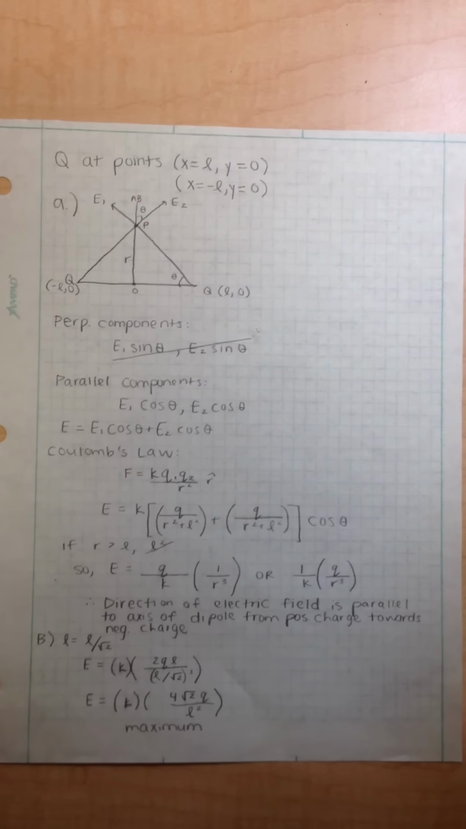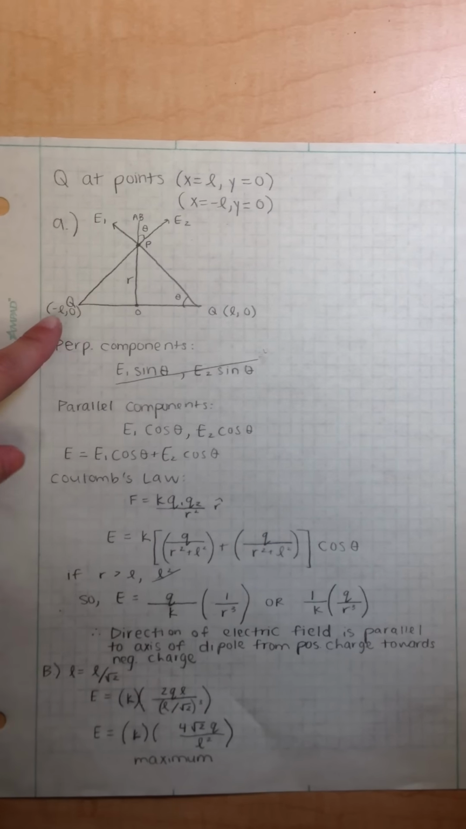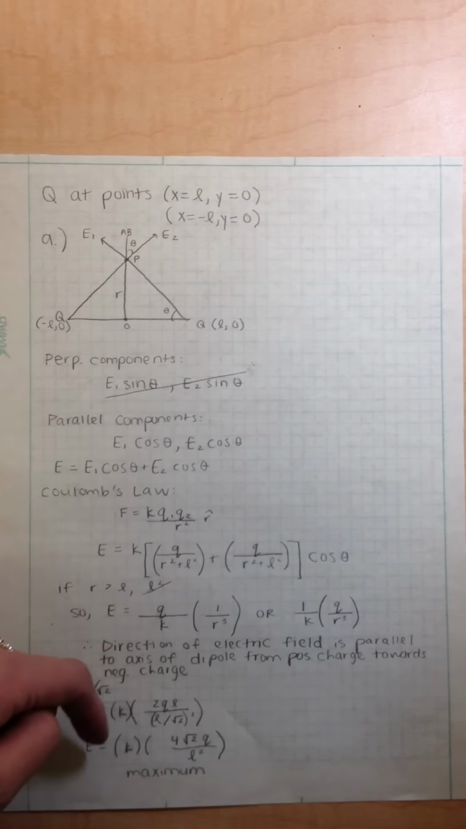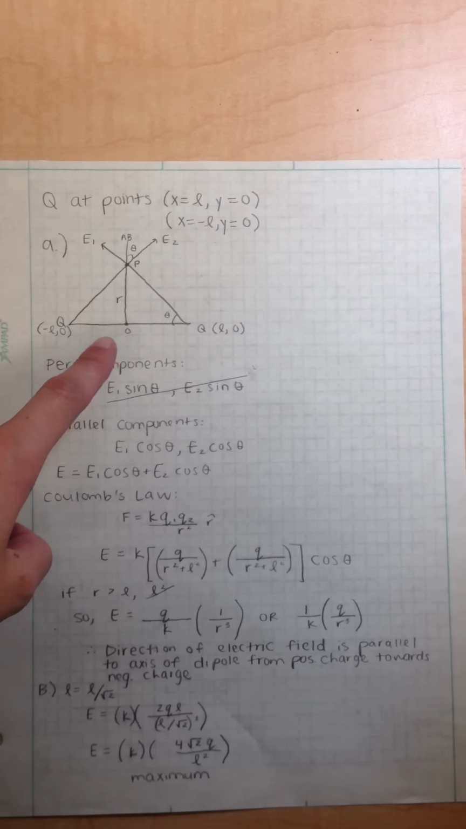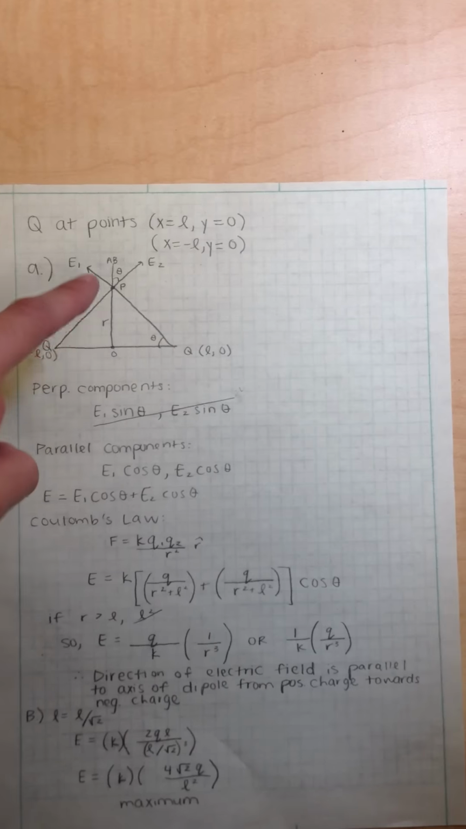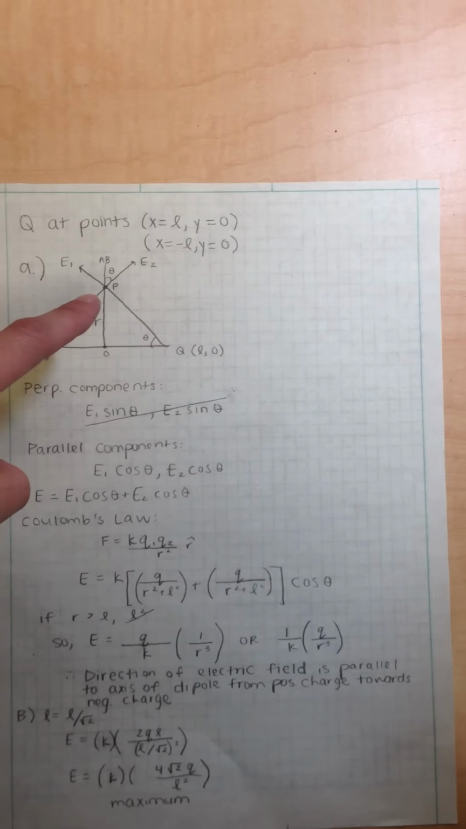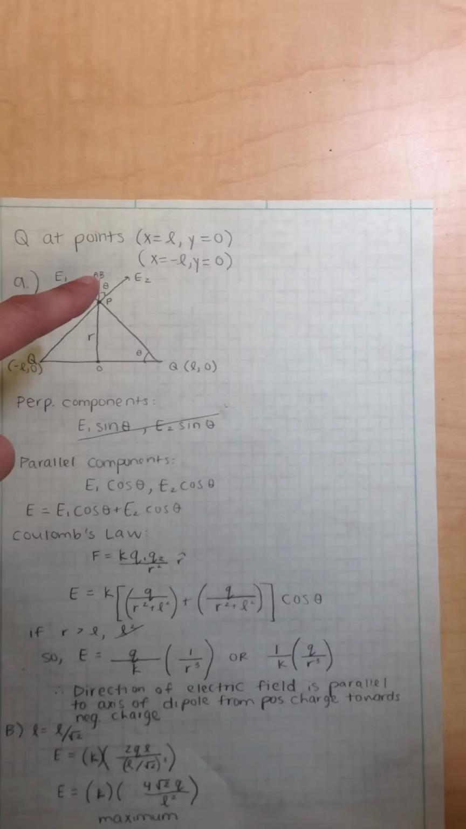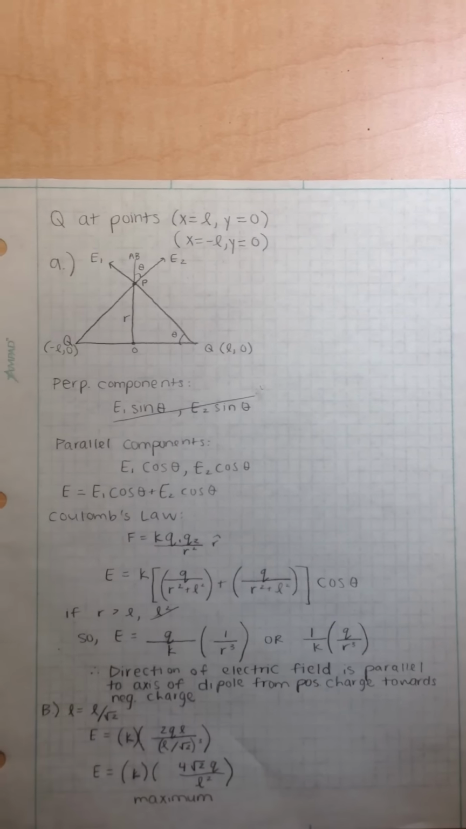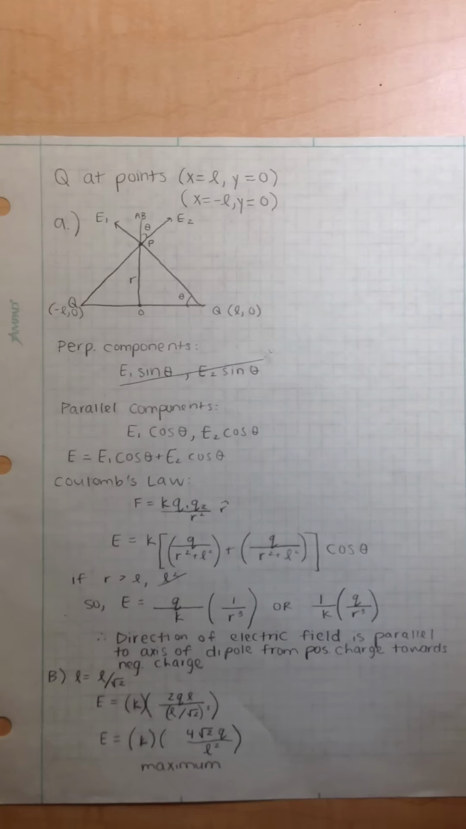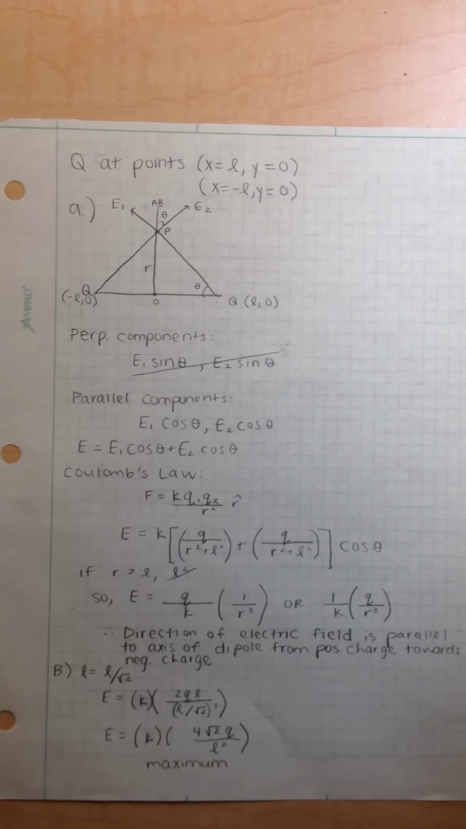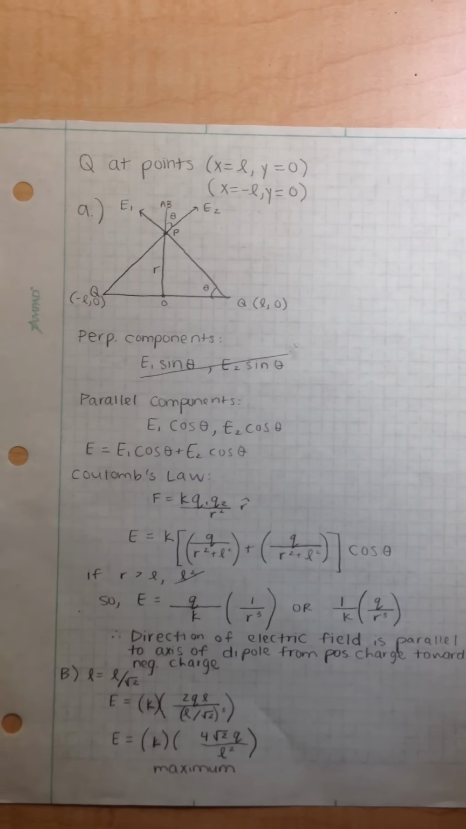So I first drew a picture here, labeled the points Q at negative L, 0, and Q at L, 0. I labeled this point right here O, which is r distance away from the midpoint, which is the point right here, P. Here's theta, and here's theta, which are equal to each other. E1 and E2 represent the electric field at the point O due to the two charges Q and Q.